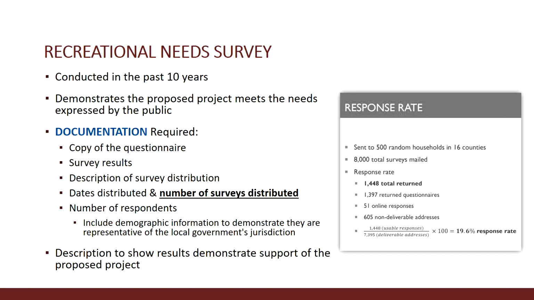So the number of respondents, as we look at this example here, say you mailed 8,000 surveys were mailed out. To get the response rate, there were 1,448 returned, 51 online responses, 605 non-deliverable addresses. So if you take the 605 out of the deliverable addresses, that's going to give you the total. Instead of 8,000, 7,395 to get your response rate.